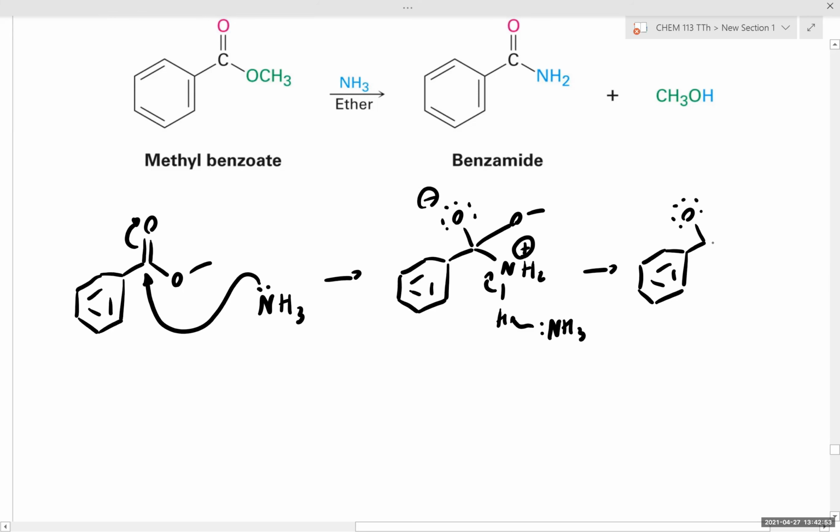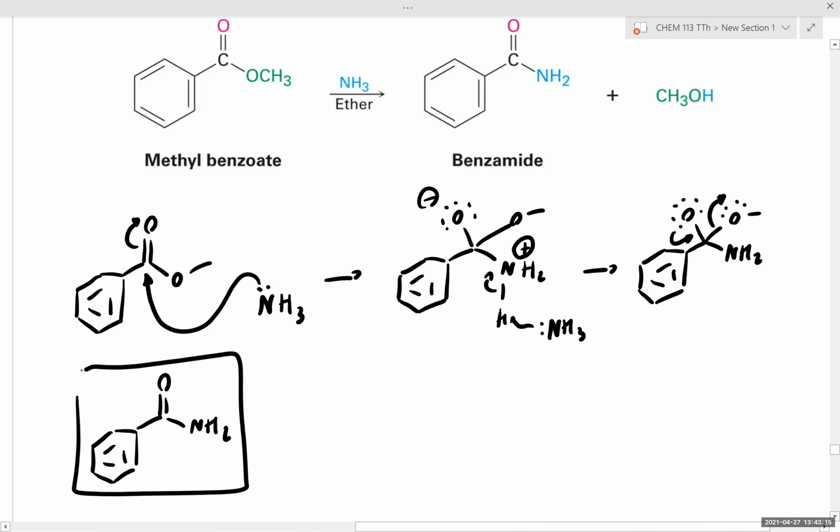Because we're under basic conditions, it would be weird to have a protonated amide. Well, a protonated amine, pKa of around 9, it's a little more reasonable to have floating around in solution. So from here, we'll kick out our alkoxide leaving group, and that gives us our desired amide. Does this mechanism make sense to everyone? Any questions?